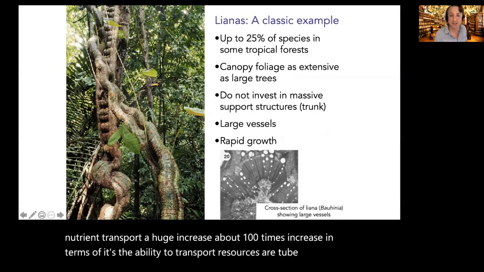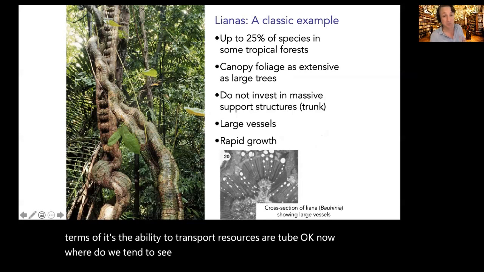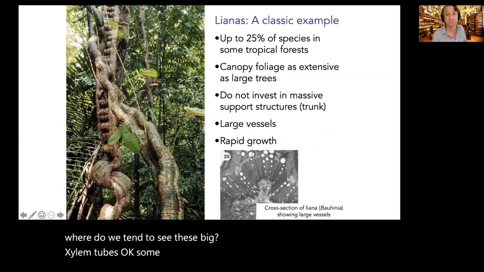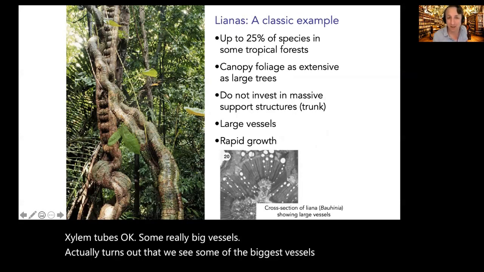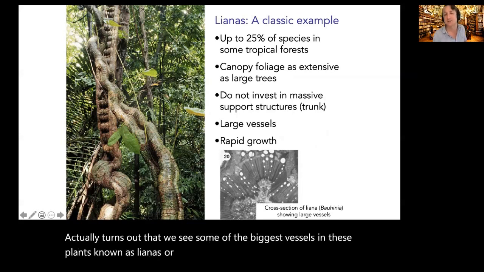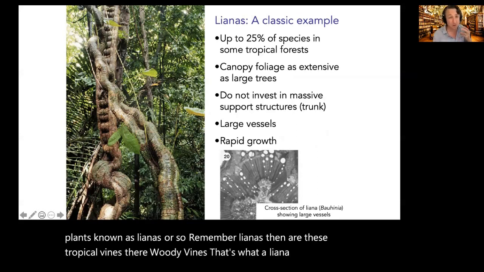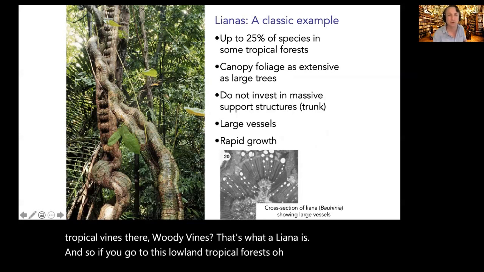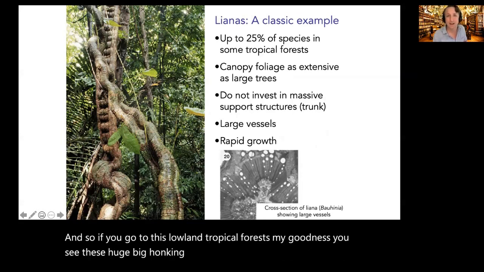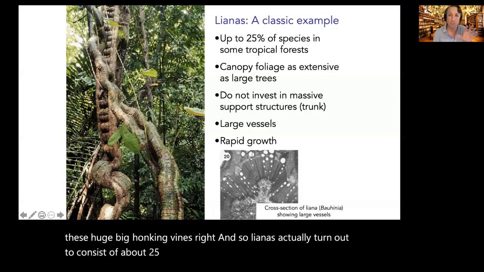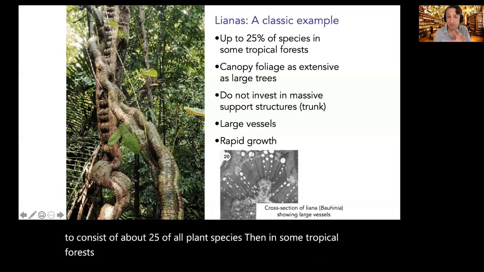Now, where do we tend to see these big xylem tubes, some really big vessels? Well, it turns out that we see some of the biggest vessels in these plants known as lianas. So remember, lianas are these tropical vines. They're woody vines. That's what a liana is. And so if you go to these lowland tropical forests, oh my goodness, you see these huge, big honking vines, right? And lianas actually consist of about 25% of all plant species in some tropical forests, okay? So lianas turn out to be not only quite diverse, but quite prevalent, okay?